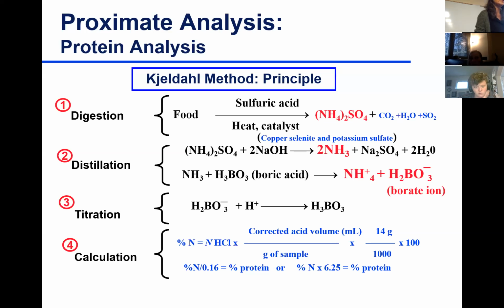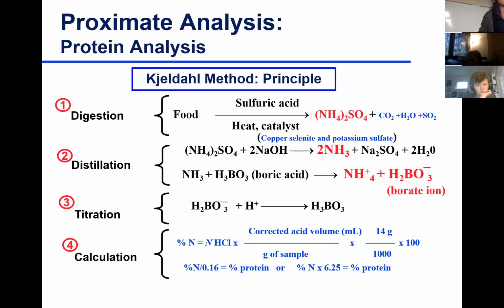Now we're following ammonia. We call it distillation because ammonia and H2O are going at high temperature. Both of them are gases, right? Water vapor is going to evaporate. You get water vapor and ammonia. These are going to go up into a distiller and get distilled into a flask containing boric acid. Now we're following the ammonia reacting with boric acid. When the boric acid and ammonia react, you get ammonium borate.